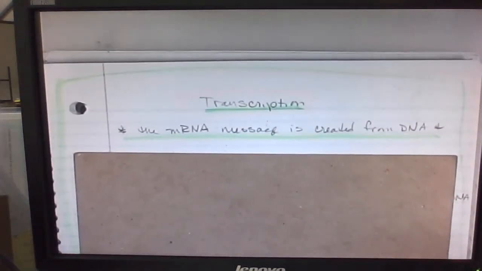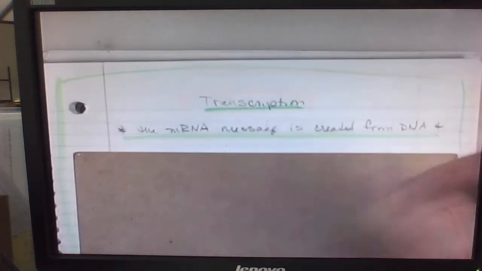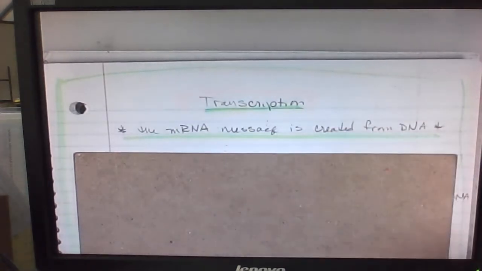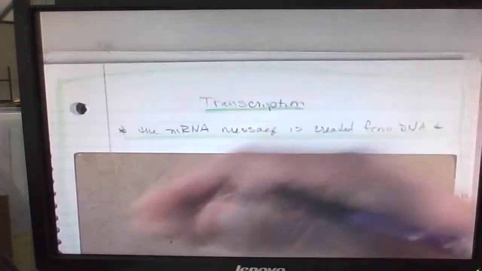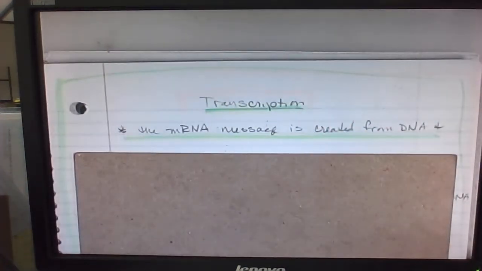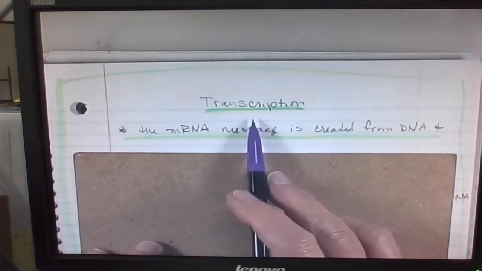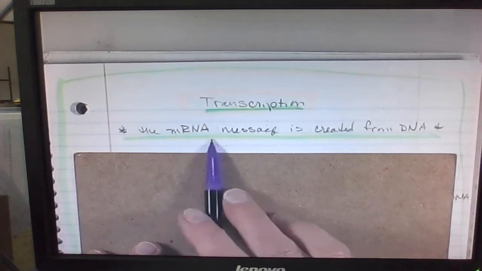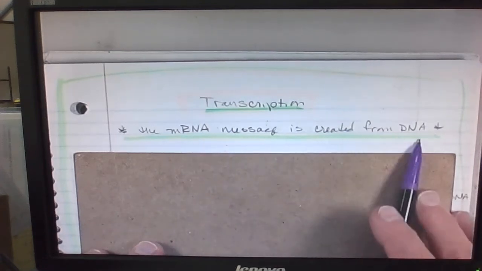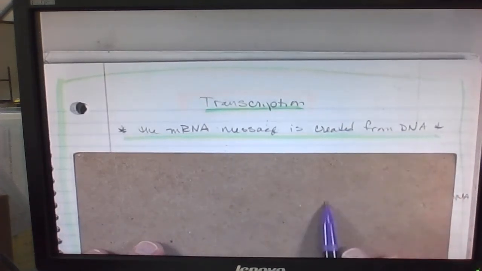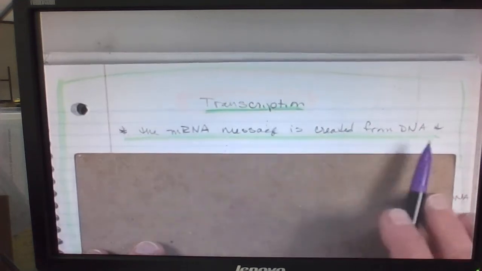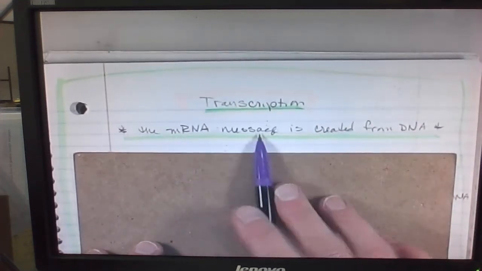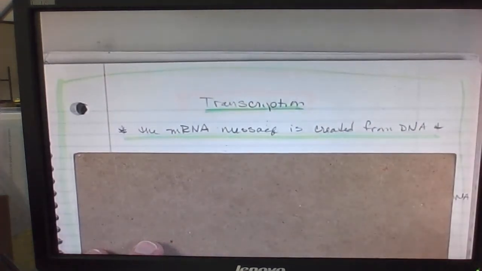Transcription. Script, scribe. A scribe is somebody who writes. A script might be something that has writing on it. Transcription is the message. During transcription, the messenger RNA message is created from DNA. So DNA is the template, and then the DNA is used to write the message, transcription.